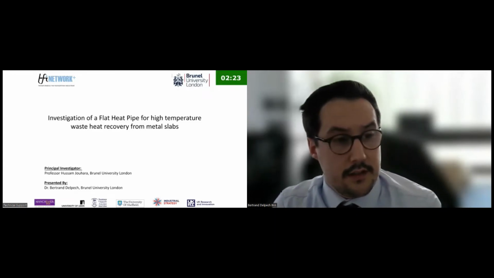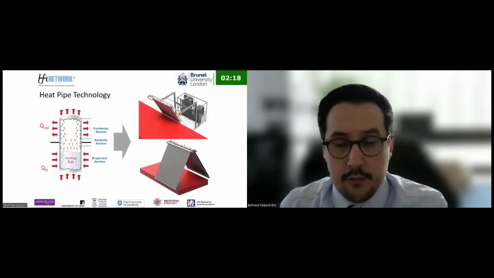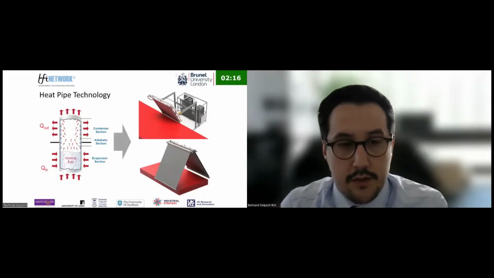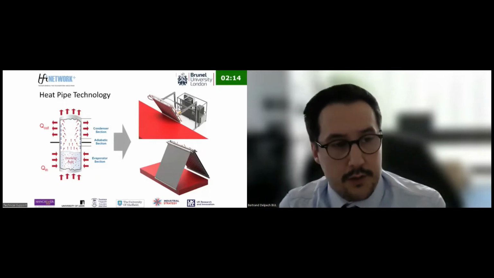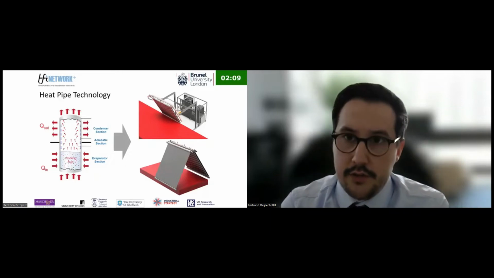If I can have the next slide, please. So what's a heat pipe? A heat pipe is a sealed container with a working fluid inside at saturation. When heat is applied at the bottom, the liquid inside the evaporator will start to generate vapor that will then travel to the condenser section.